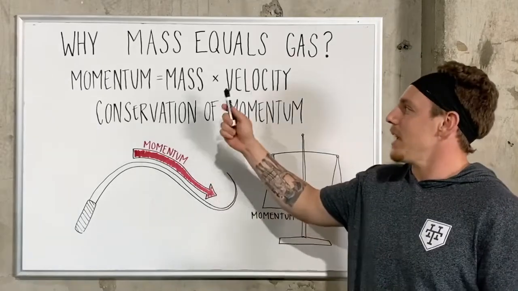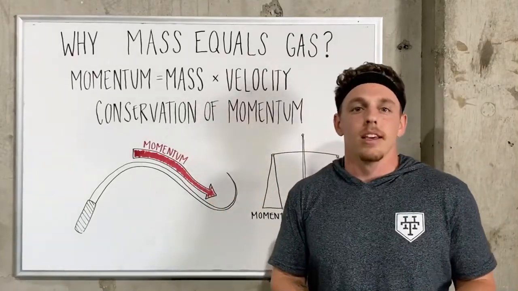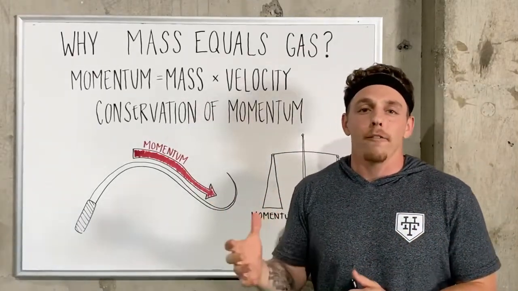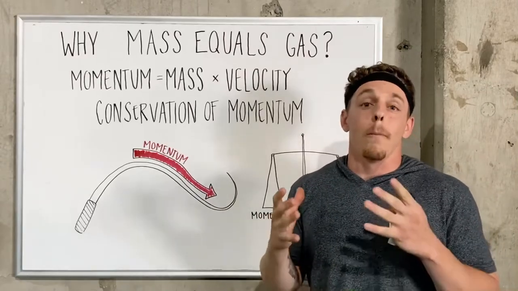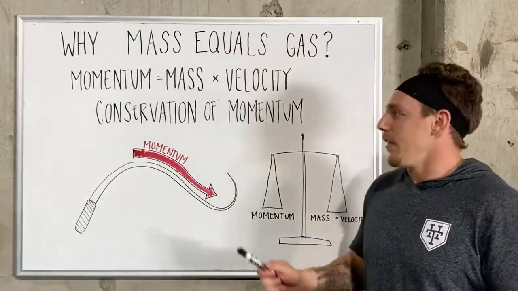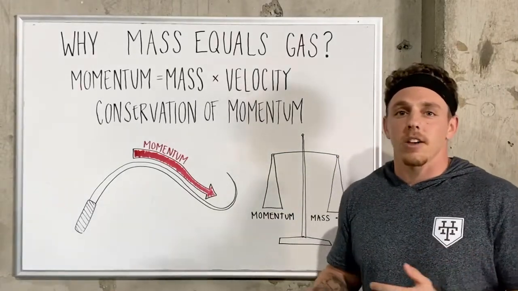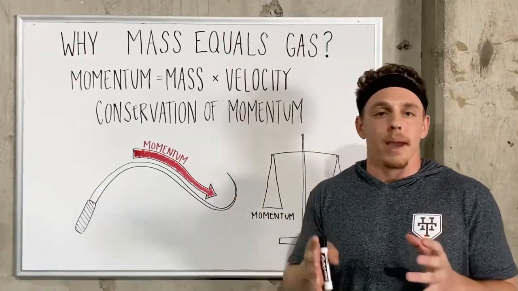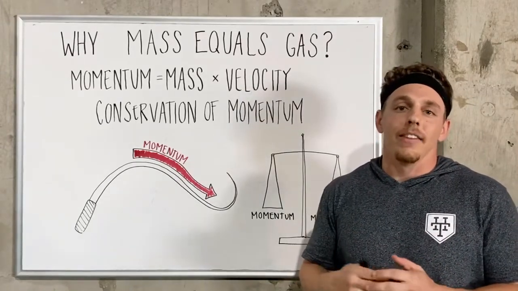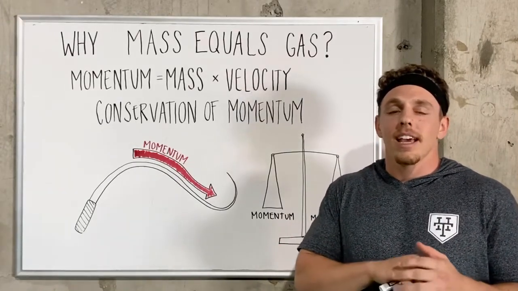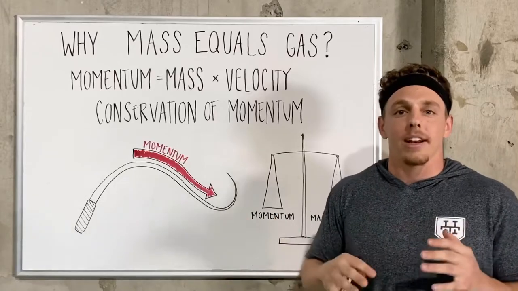So momentum equals mass times velocity. The mass of an object and how fast it's moving equals the momentum that object has. And there's a principle called the principle of conservation of momentum. In physics, conservation just means something wants to remain the same. So momentum, unless acted upon by another force, is going to stay the same. It's going to remain constant.